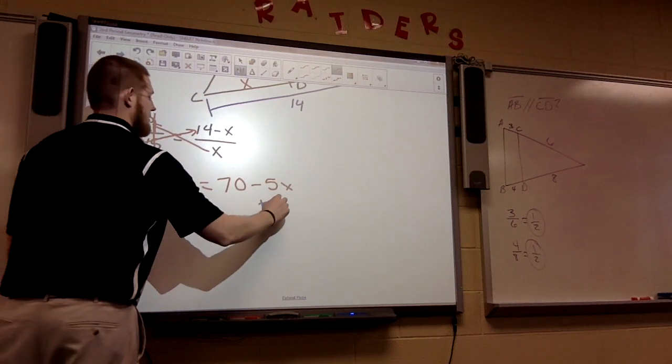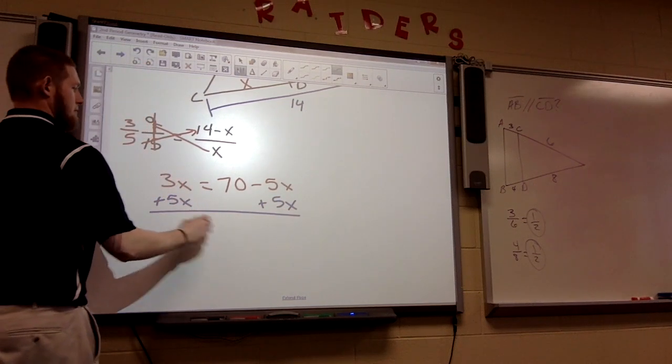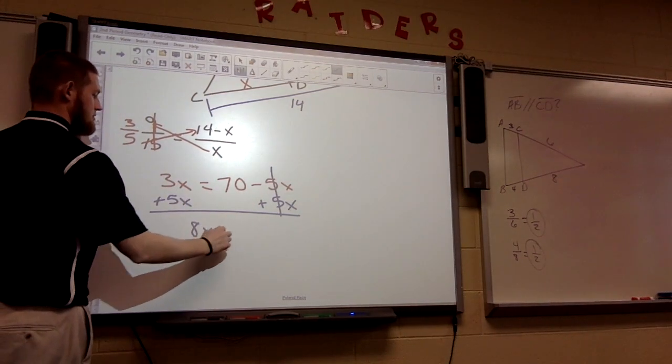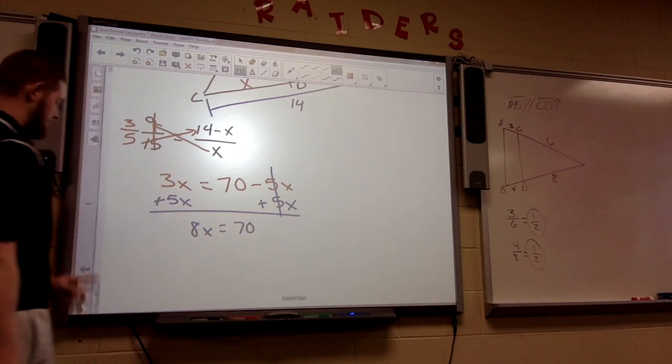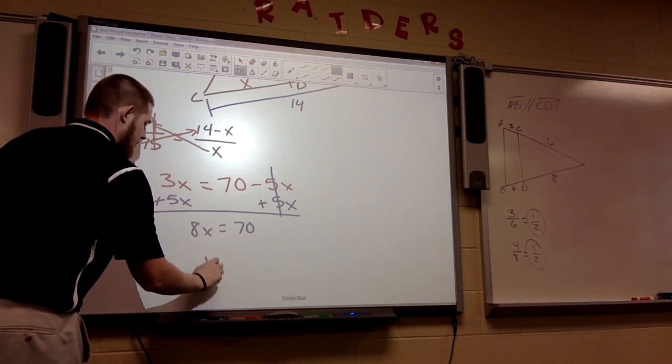Add 5x. Good. So that goes away, right? On this side I have 8x equals 70. What's x equal? 70 over 8.